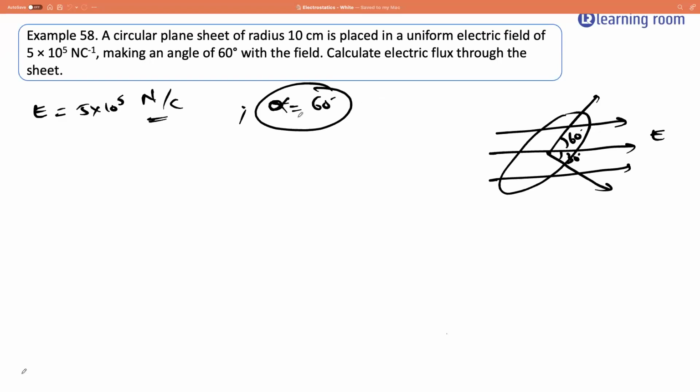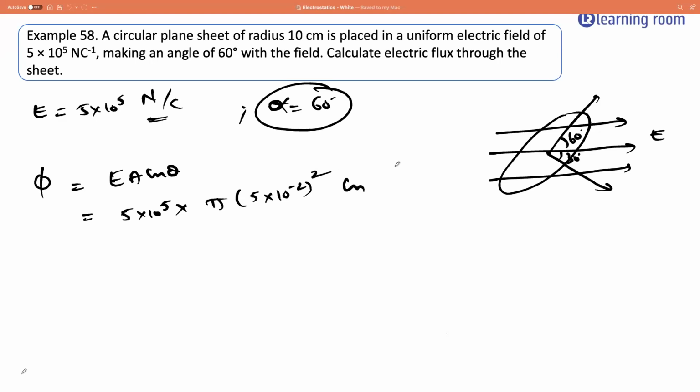If I take it as some alpha, then flux will be equal to E into A into cos theta. So E is 5 into 10 power 5, into area, which is how much? Pi into 5 into 10 power minus 2 the whole square, into cos of, how much should I put the value as? 90 minus 60. So that is going to be sine 60 or cos 30. So 5 into 10 power 5 into 3.14 into 25 into 10 power minus 4 into sine 60.